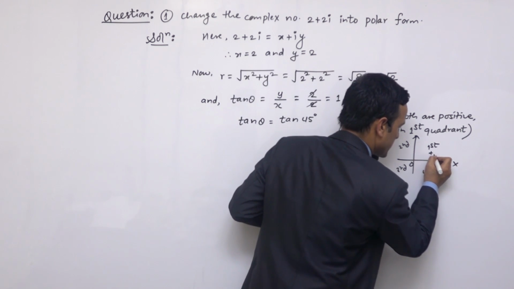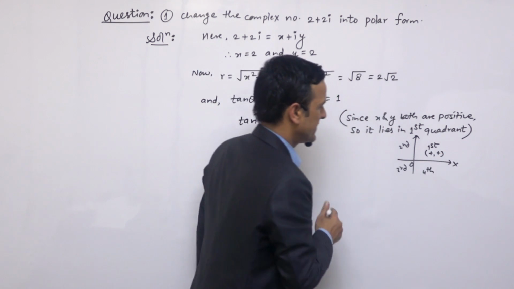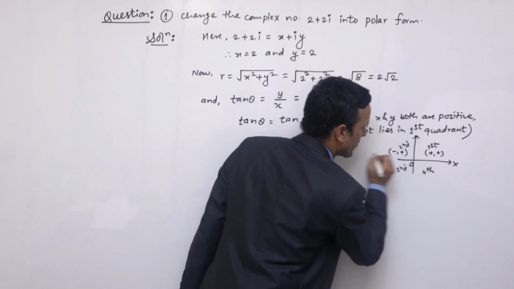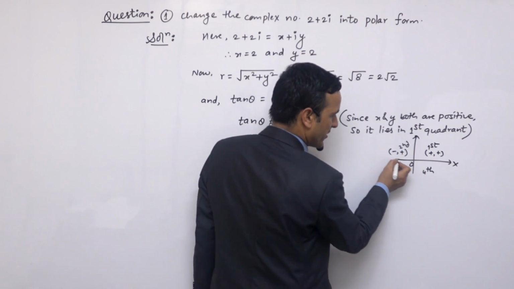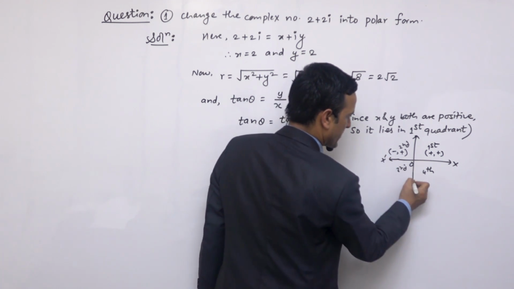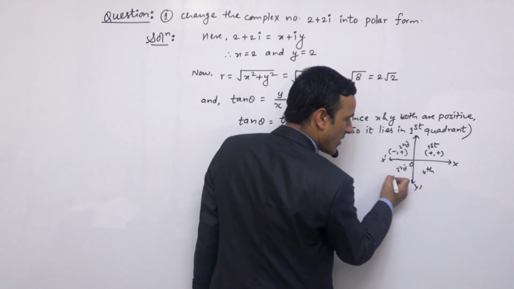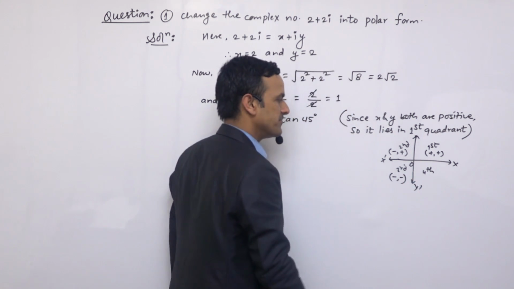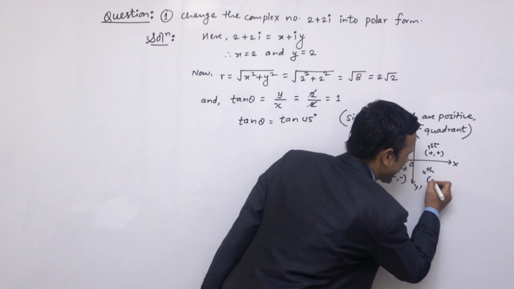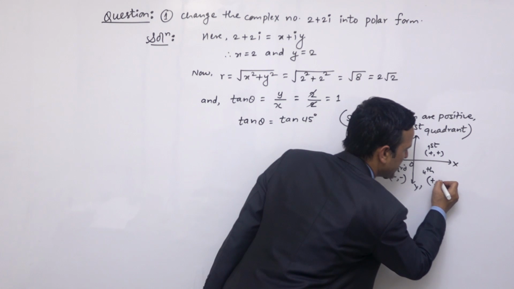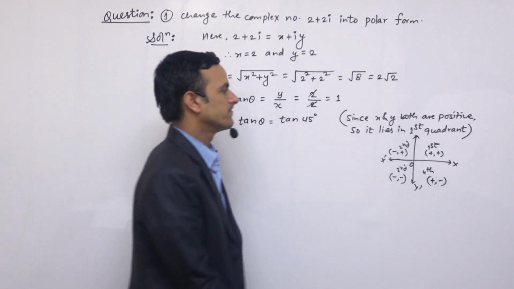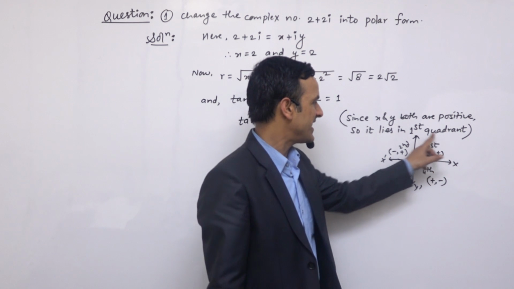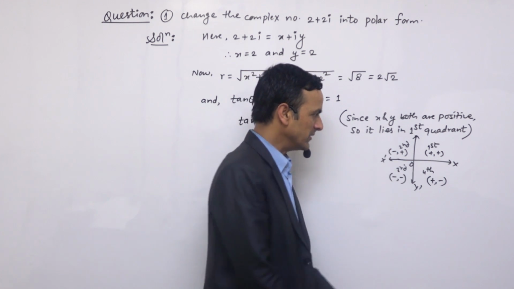Here x is plus, y also plus. Here the sign of x is negative and sign of y is positive. In third quadrant, x is negative and sign of y is also negative. In fourth quadrant, sign of x is positive and sign of y is negative. So this is the CAST rule, C-A-S-T, cast rule.